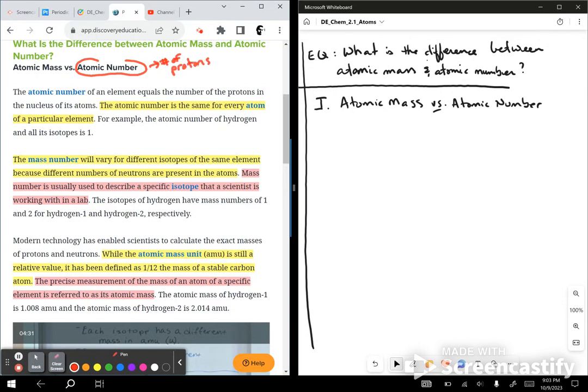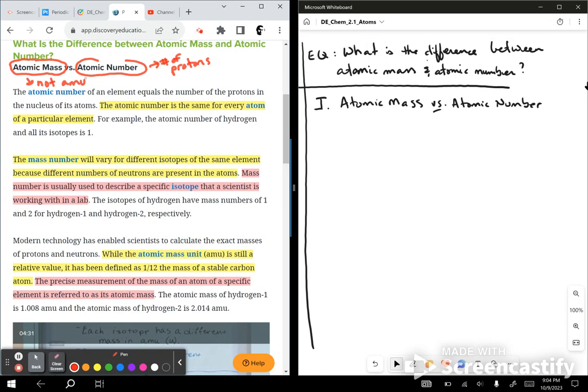And the atomic mass, this is a little different than the atomic mass unit. The atomic mass is going to be the average mass of all the isotopes of a particular element. Okay, this is not the same thing. Not AMU. We're not talking about atomic mass units here. We're talking about a more precise thing called atomic mass.